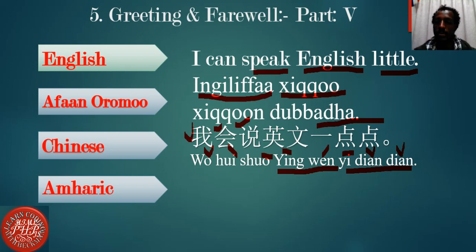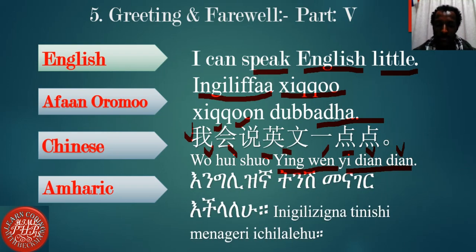What about in Amharic? Let's go and see. እንግሊዘኛ ትንሽ ትንሽ መናገር እችላለሁ። እንግሊዘኛ means English, ትንሽ means little, መናገር means to speak, okay? To speak, not can. እችላለሁ is to express the words I can.